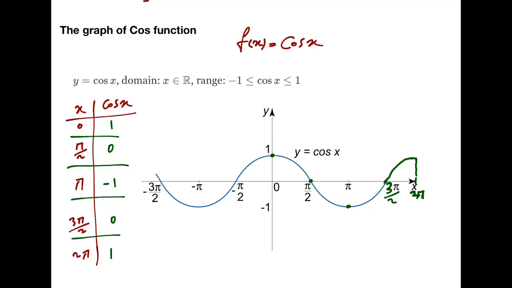And that will show us one complete cycle for the cosine function. It starts from here, goes back up to 1 again. And that's one cycle for the cosine function. And this cycle repeats itself exactly the same way. And on the left side, the same thing happens.